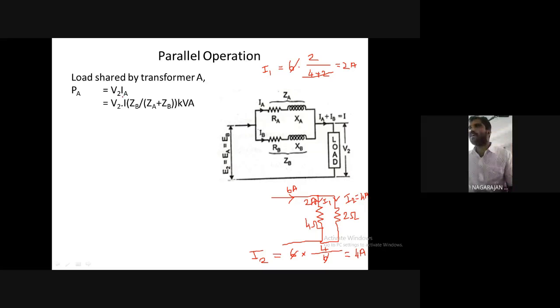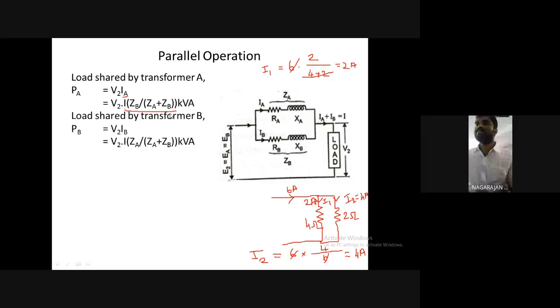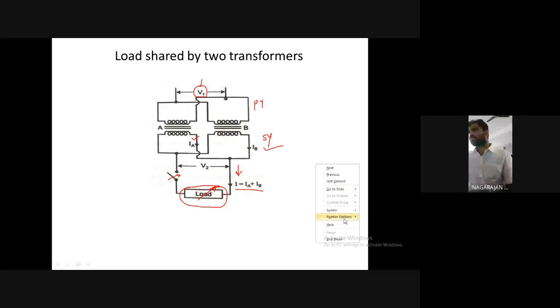So IA is given as the total current into ZB divided by ZA plus ZB. Similarly, the load shared by the second transformer, transformer B, is given as IB. In the same way, IB is written as the total current I into ZA divided by ZA plus ZB. Next, I is the total current, given as IA plus IB.